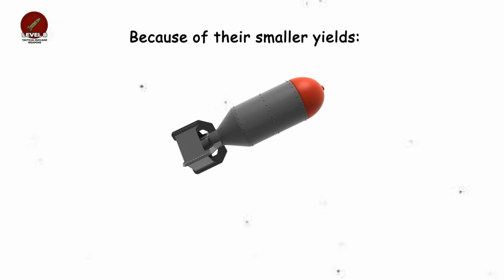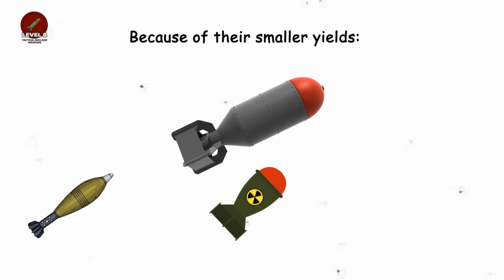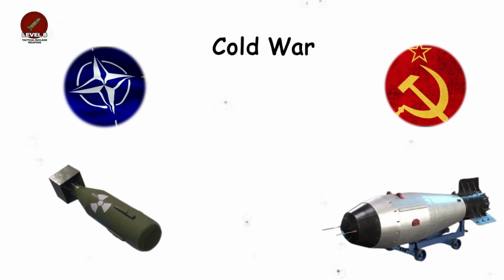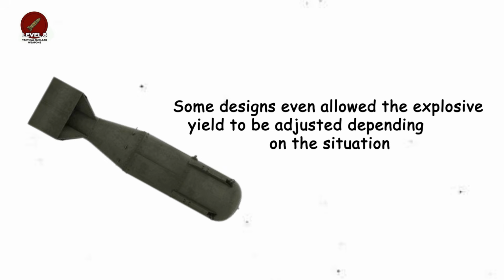Because of their smaller yields, tactical nuclear weapons can sometimes be delivered using artillery shells, short-range missiles, or even specialized aircraft. During the Cold War, both NATO and the Soviet Union developed large numbers of tactical nuclear weapons as part of their military strategies. Some designs even allowed the explosive yield to be adjusted depending on the situation.